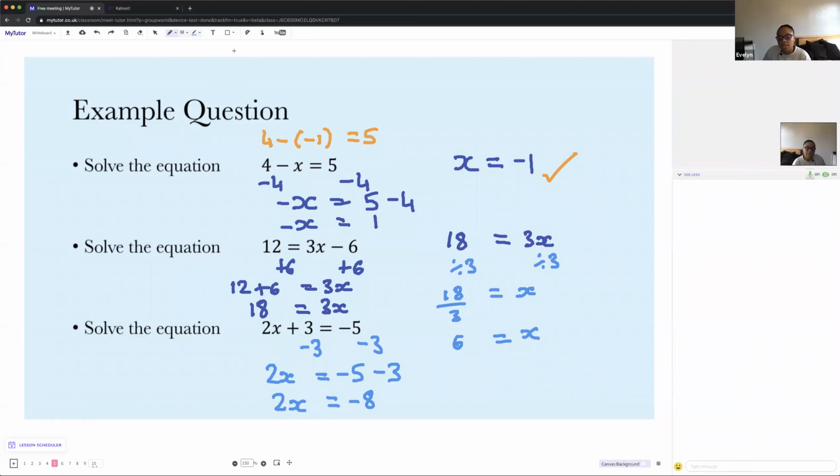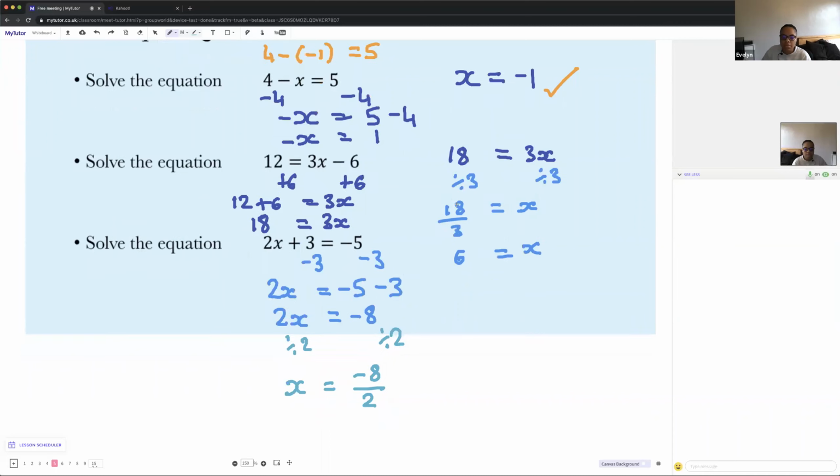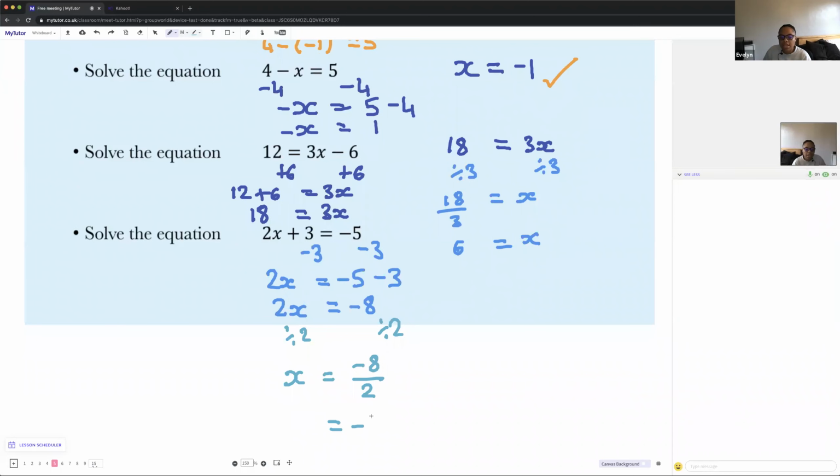Now, the next step is to get rid of this 2. So since I'm multiplying by 2, I want to divide by 2 on both sides. So on the left-hand side, I'm left with x, and on the right-hand side, I'm left with minus 8 divided by 2. Now, minus 8 divided by 2 is minus 4. So x equals minus 4. So hopefully that makes sense.